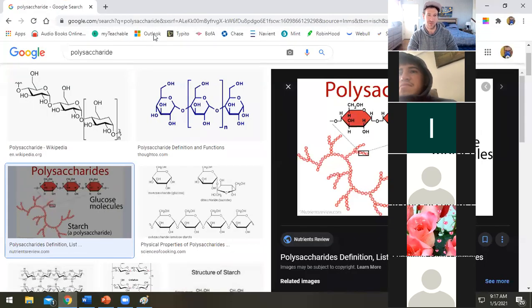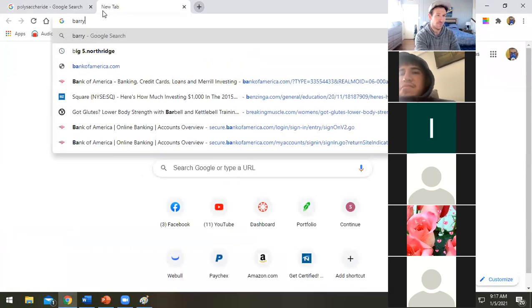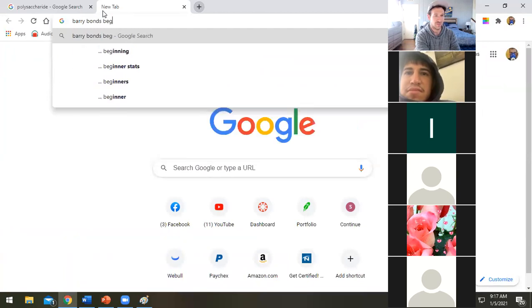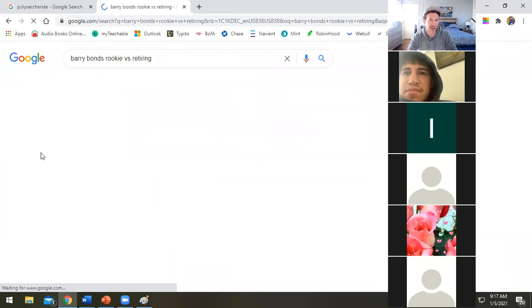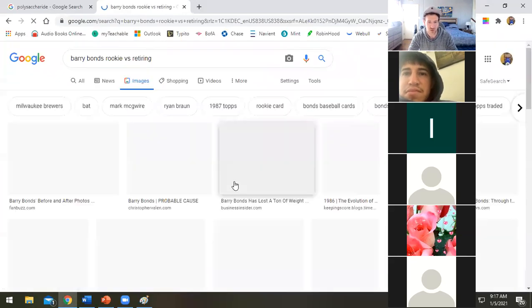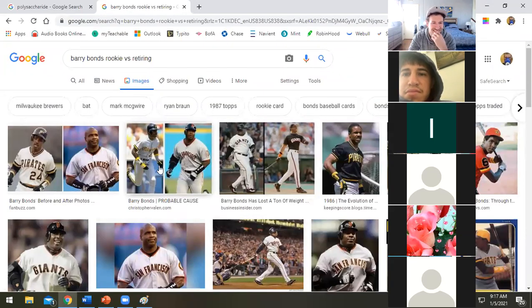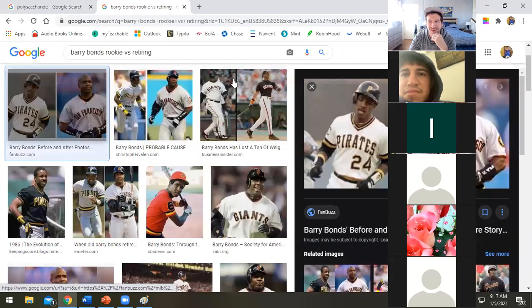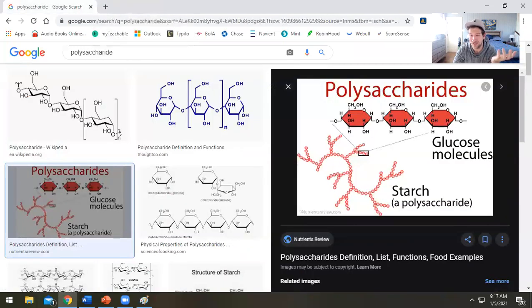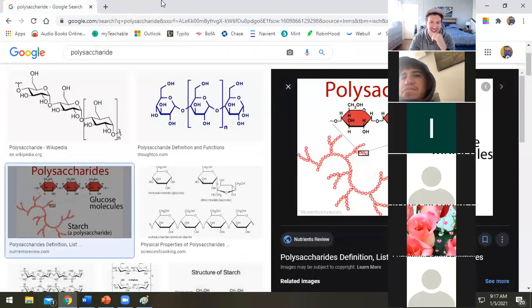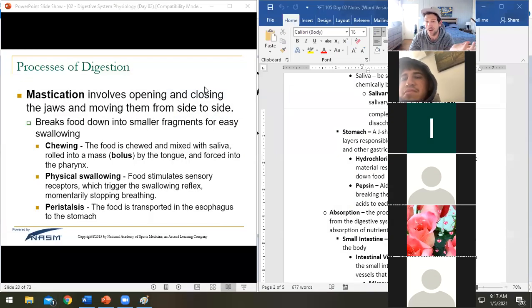Like I always show people, Barry Bonds is my favorite example. If you look at Barry Bonds, rookie versus retiring, his head is straight up bigger. It's a very different look, and it's not just because he's a little older. You can see it literally bulges out around his cheeks. And we all know he got caught big time for taking a lot of steroids. But anyway, there's your fun fact of the day.